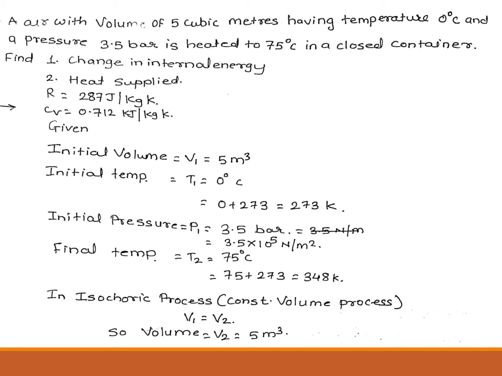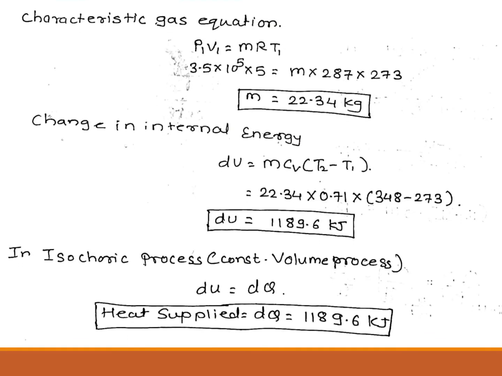Final temperature 75 degrees Celsius. So in Kelvin, 75 plus 273 is equal to 348 Kelvin. In an isochoric process volume remains constant, so V1 is equal to V2. So V2 is equal to 5 meter cube. In this numerical we find the change in internal energy and heat supply.